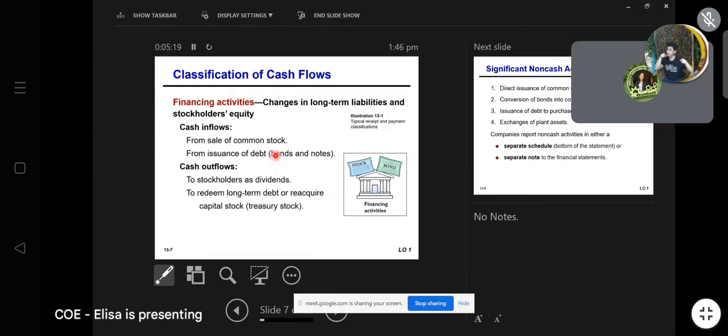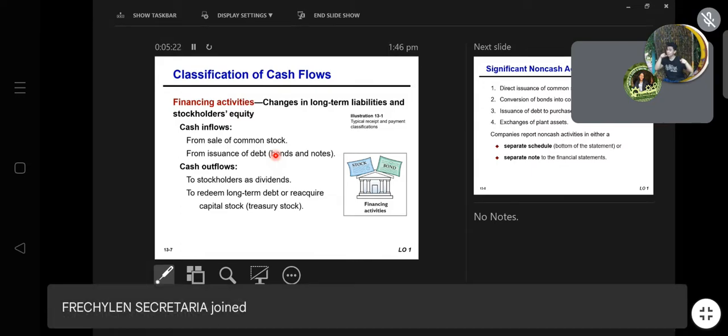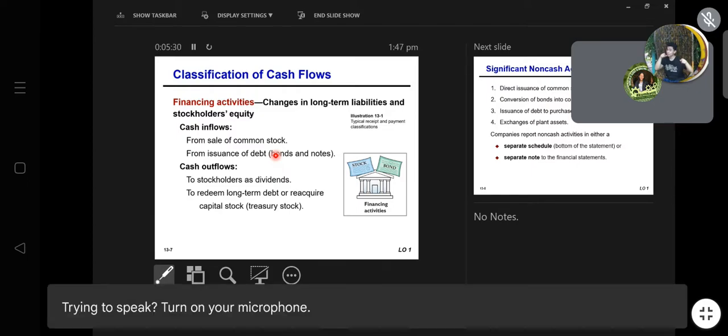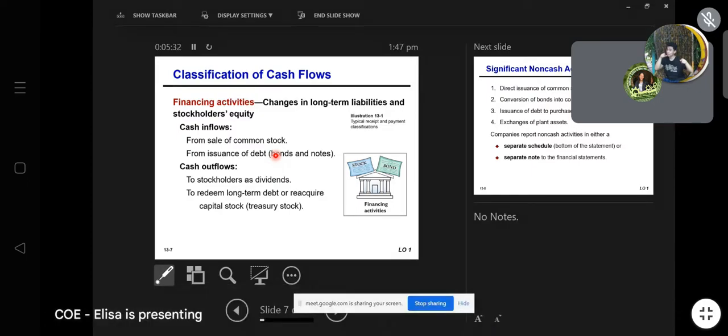So, operating activities, these are information that you will find in the income statement. Investing activities, these are information that you will find in the balance sheet, specifically under the investment and long-term asset classification. And then sa financing activities, these are your movement in the long-term liabilities. Mao man ni siya kining issuance of debt. Ang consideration ani niya sa atong financial statement is long term, kay more than 1 year man siya bayaran.